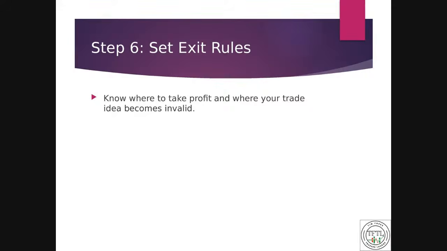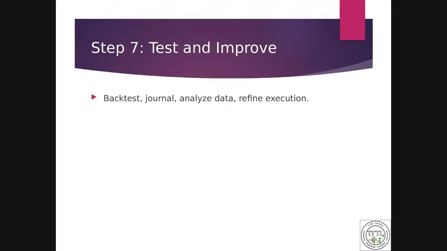And the last step that we need to understand today is to always test and improve. What I usually say: backtest, journal, analyze, and refine your execution. This is where confidence comes from, because there are those people who say that they don't have confidence to trade, and I usually ask, have you backtested? Have you journaled? Because if you've backtested and journaled and you can see the results of your journal, then that should speak to you.